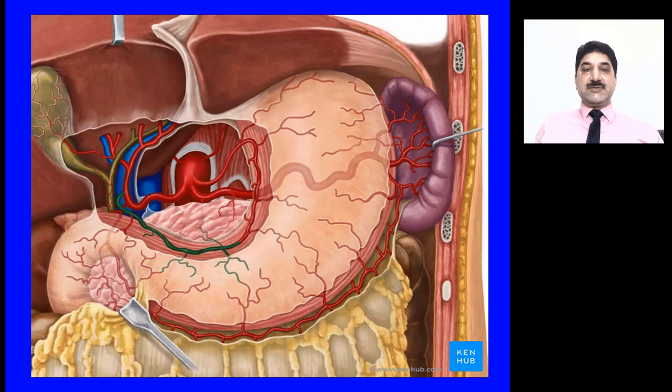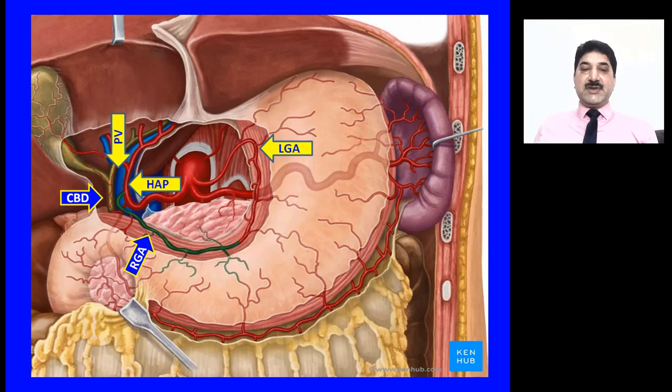As shown in this figure, the major structures present in the free margin of the lesser omentum are the common bile duct, hepatic artery proper, and portal vein. Along the lesser curvature, the structures present between the two layers of the lesser omentum are the right gastric artery and left gastric artery. The left gastric artery arises directly from the celiac trunk.